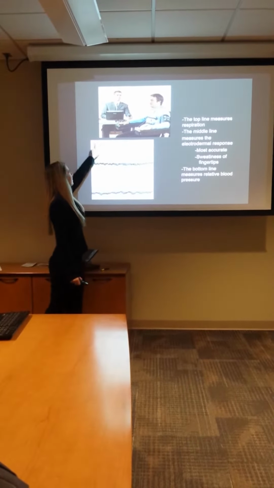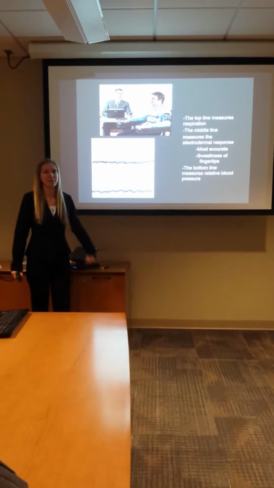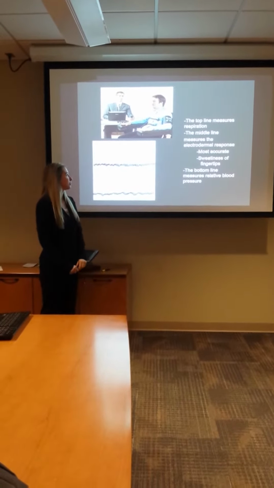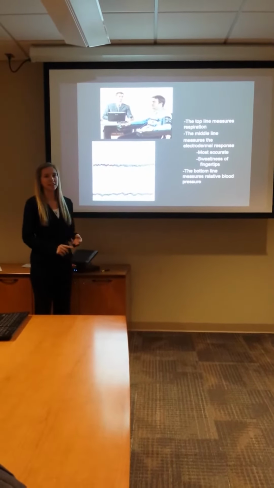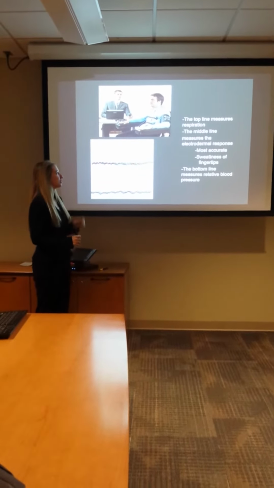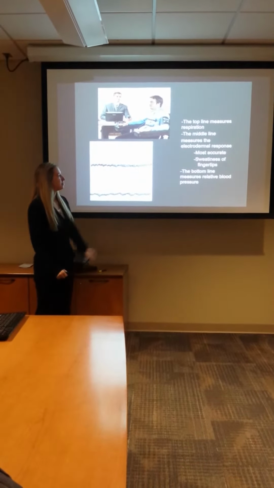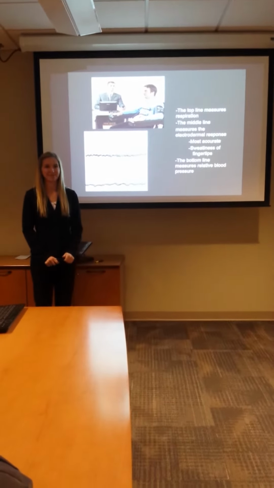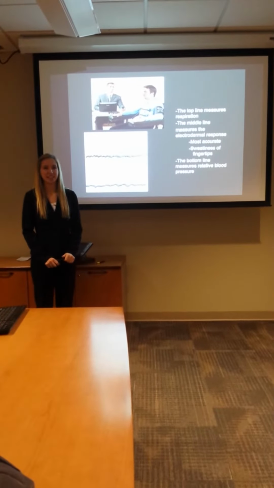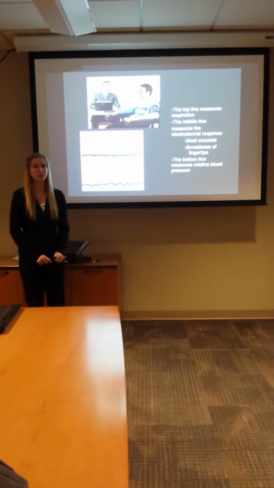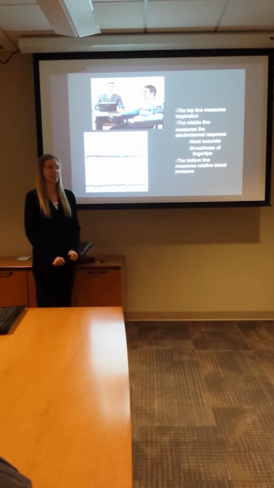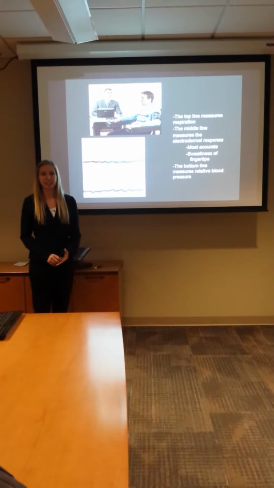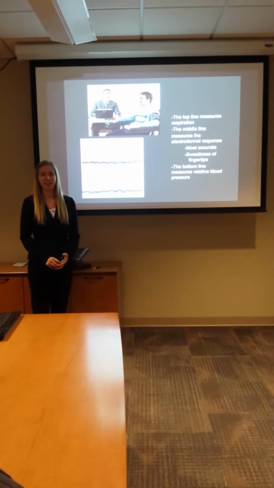So in this picture, this top line measures respiration by placing a pneumatic tube around the rib cage, as seen in the picture up there. The middle line measures the electrodermal response by measuring the fingertips and how sweaty they are. You can see that in the picture too. And then this bottom line measures relative blood pressure by placing a cuff on the subject's bicep. As you can see, the results indicated that the electrodermal response was higher both times question 3, was the envelope blue, was asked, indicated here by the highest point.